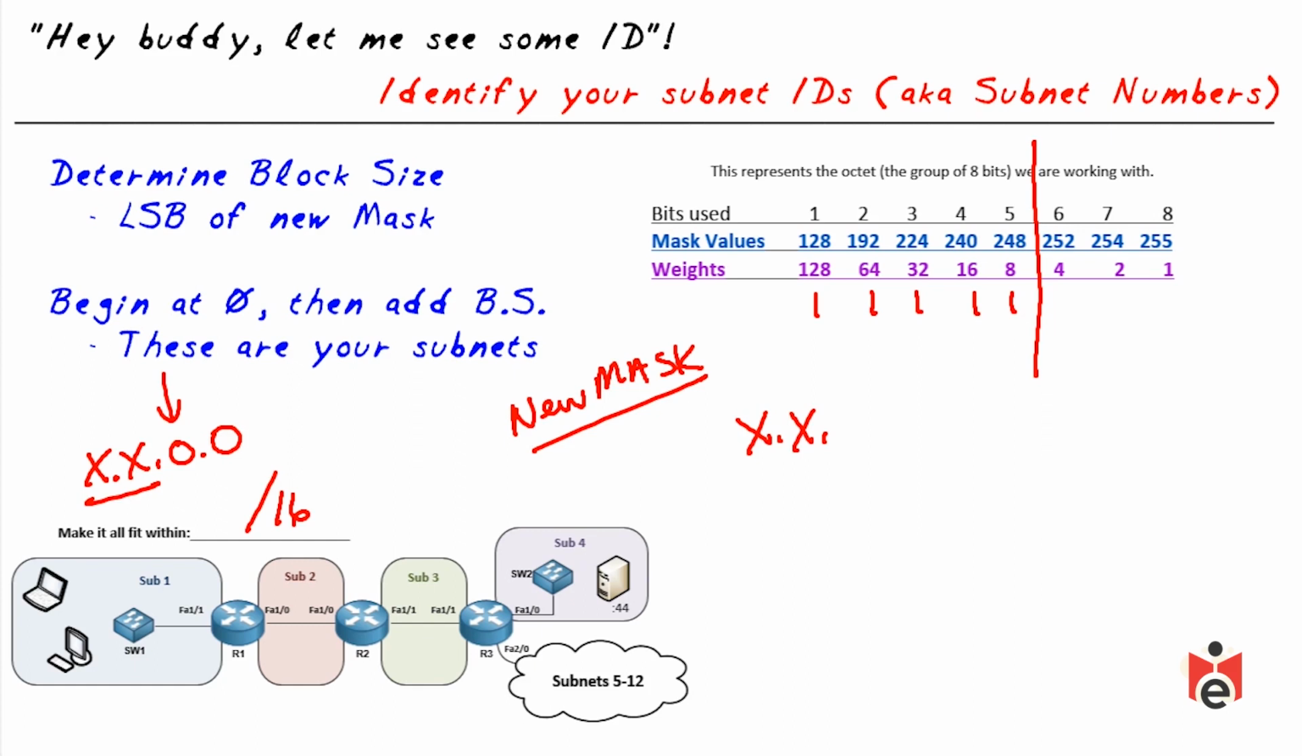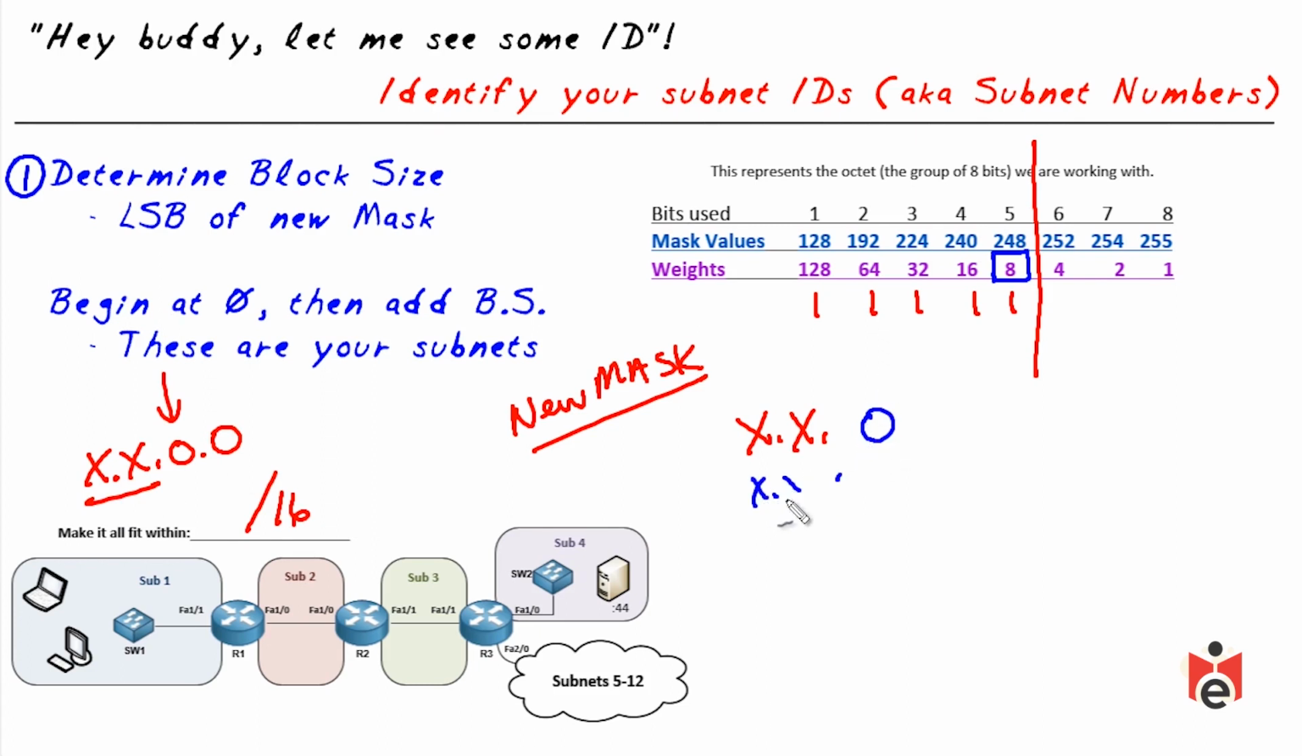What is really cool about this process is that it's the same. We're going to go ahead and first of all determine the block size. In this case, the least significant bit is in the position of 8. So that's our new block size. The subnets are going to be 0. And again, we're in that 3rd octet because the first 2 are already chewed up. So our first subnet is going to be the 0 subnet.